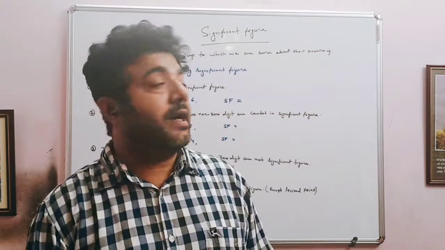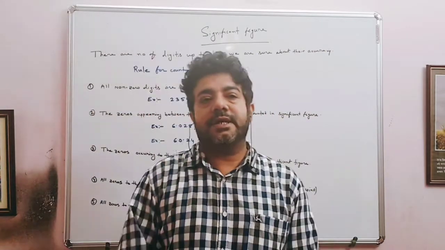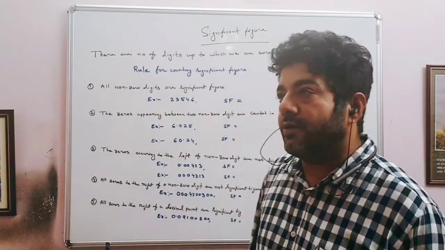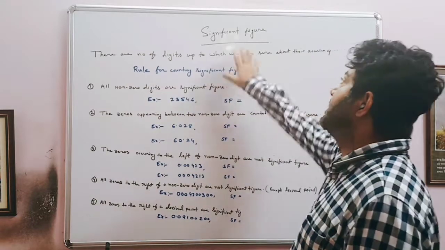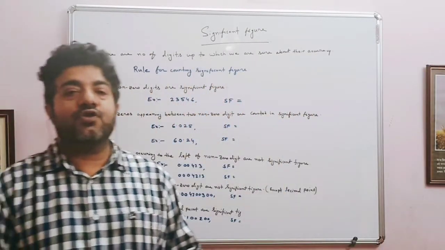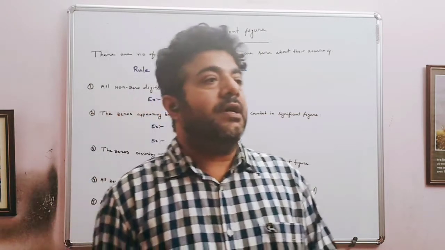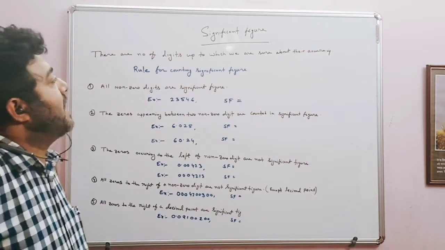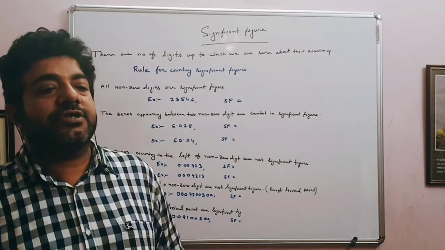Myself Somnath, and today is my third lecture on unit and dimension. Today we start with a very important topic, significant figures. From the board you can understand there are so many rules and regulations. So first of all, what do you mean by significant figure? The number of digits up to which we are sure about their accuracy.